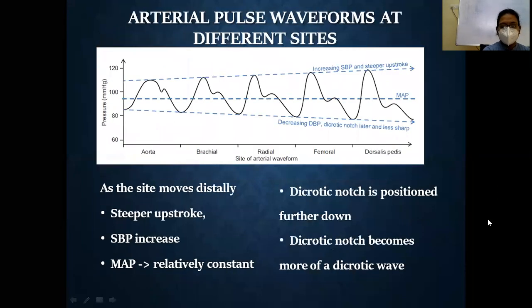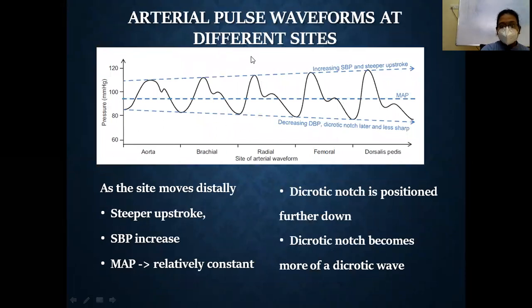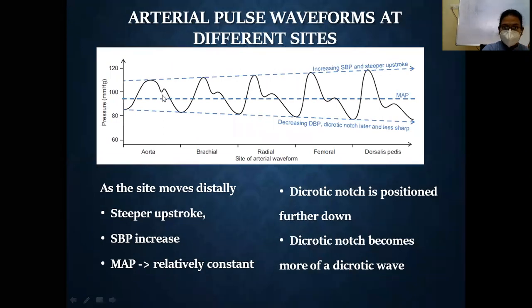Okay. So now you see at different sites, when you try to record the arterial pulse waveforms, there is a difference. Now, if you see towards the aorta, you see this percussion wave is quite smooth. Okay. And the dicrotic notch is quite sharp over here. And this rebounding wave is also of higher amplitude. But as you move towards the periphery, the characteristics of the wave changes.